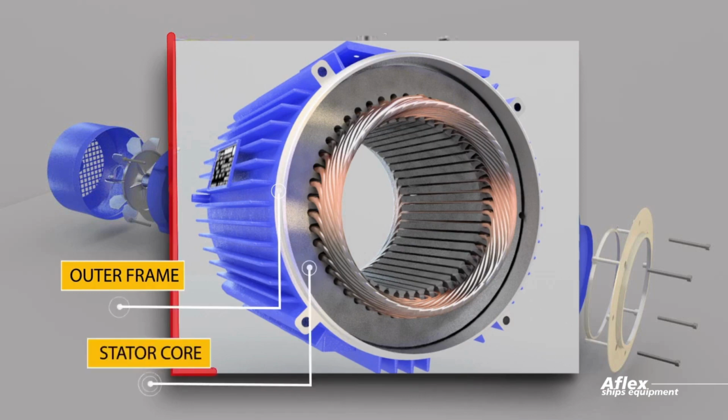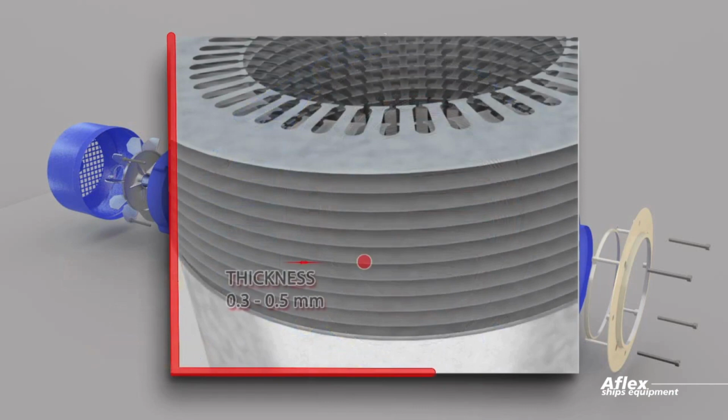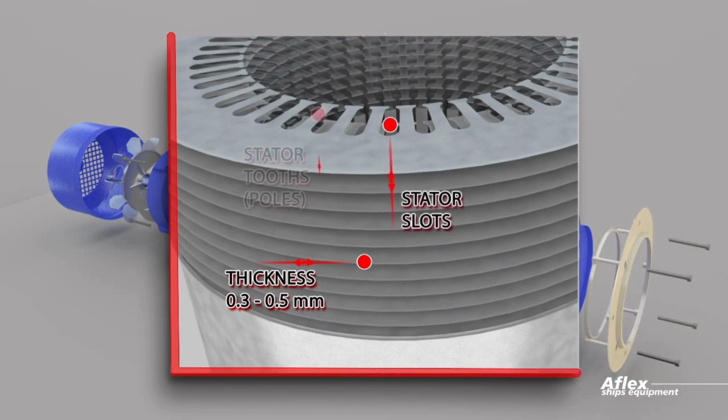The stator core is built of high-grade silicon steel stampings or laminations. Its main function is to carry the alternating magnetic field, which produces hysteresis and eddy current losses. The stampings are fixed to the stator frame. Each stamping is insulated from the other with a thin varnish layer. The thickness of the stamping usually varies from 0.3 to 0.5 mm. Slots are punched on the inner side of the stampings.